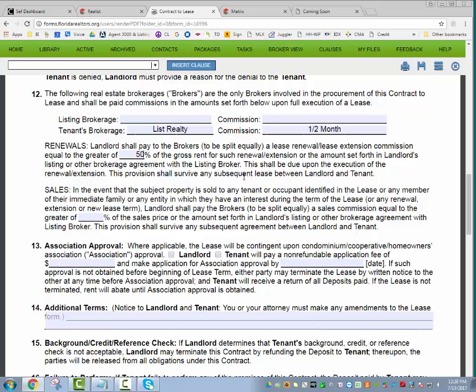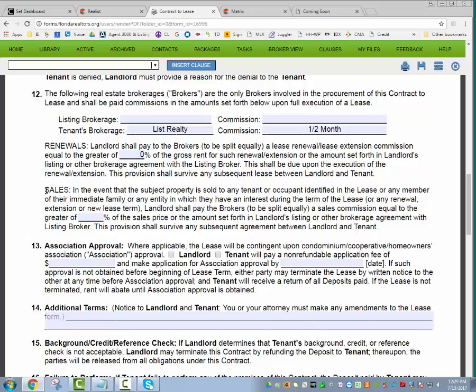This provision shall apply to any subsequent lease between the landlord and tenant. Many of them are putting no renewals, okay? But this is new now, so please check the MLS to find out if there is any renewal. We're going to pretend that this one has a zero renewal.